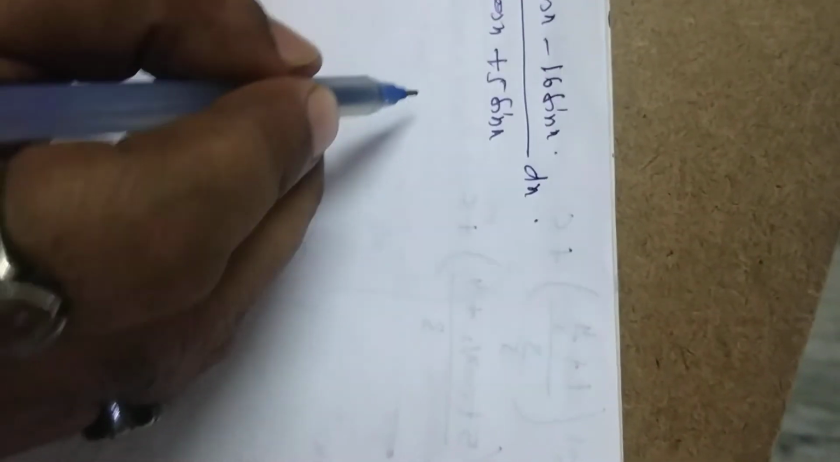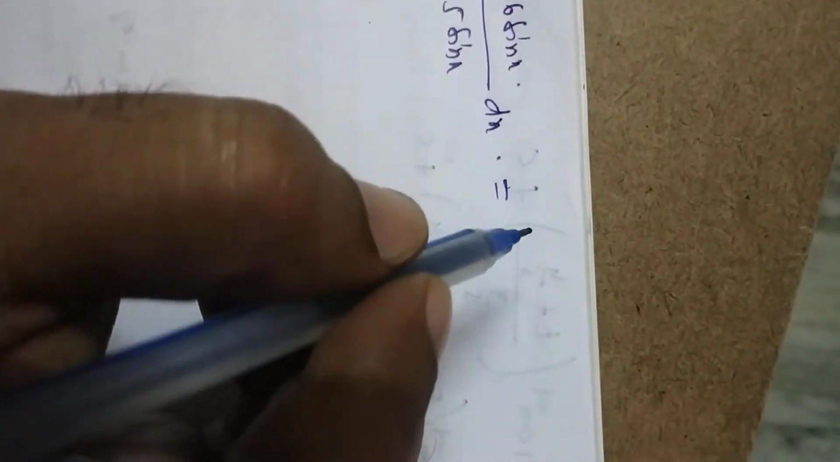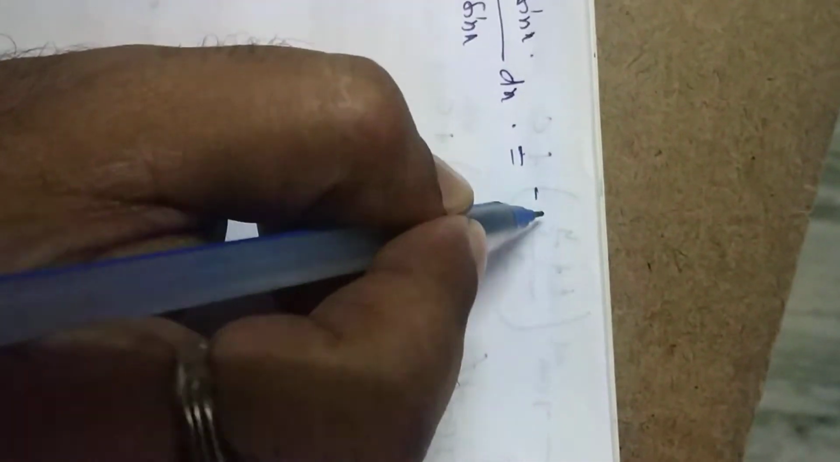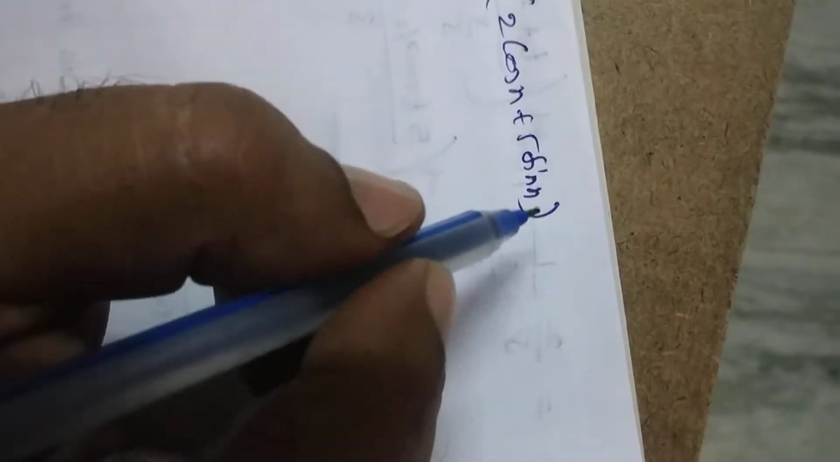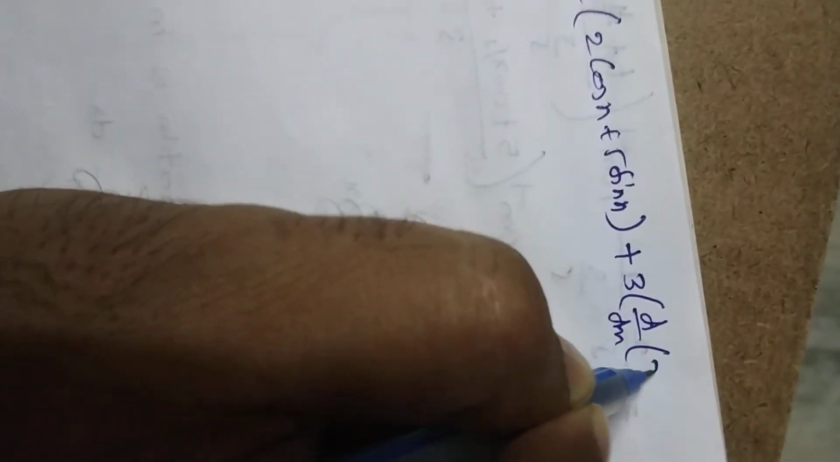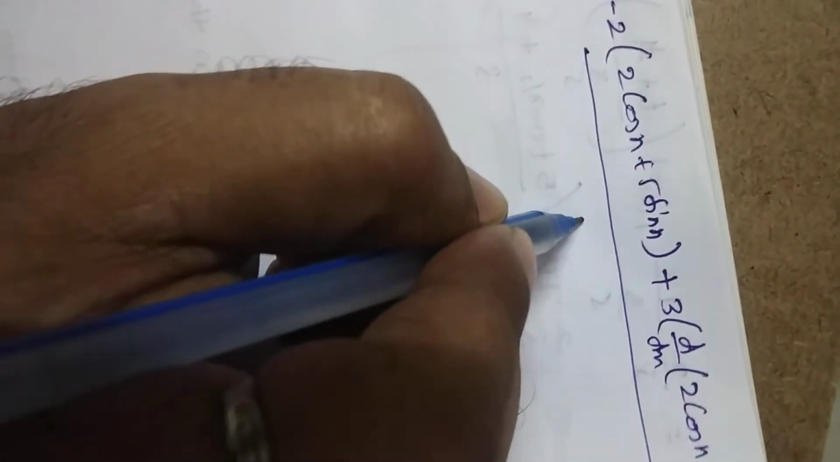So it is equal to, what I am going to write is, what is the condition? A into denominator. A is minus 2, into the denominator, which is 2 cos x plus 5 sin x, plus b into, b is 3 I got, into d by dx of the denominator, d by dx of 2 cos x plus 5 sin x, plus c, which is 0, by 2 cos x plus 5 sin x whole dx.